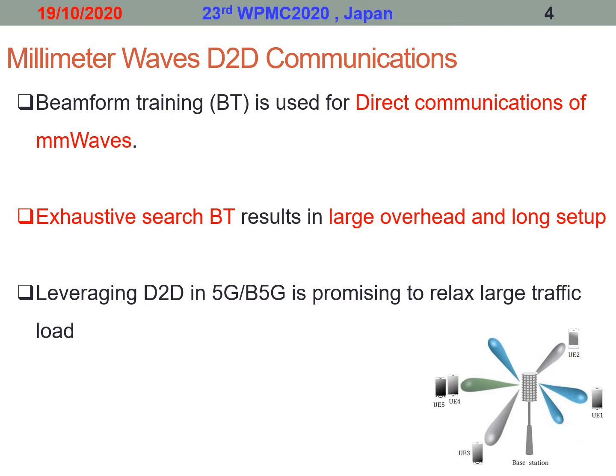To solve the narrow beam width of mmWave, there is the concept of beamform training, where we have directional antennas with the main lobe directed to the device under test. But this requires the base station to perform exhaustive search beamform training, which consumes a lot of time and makes a large overhead and long setup time for the communication link connection.